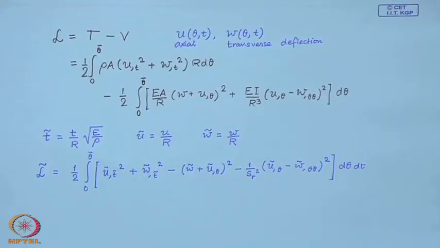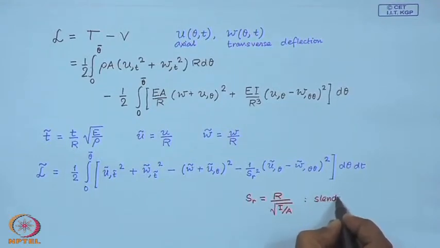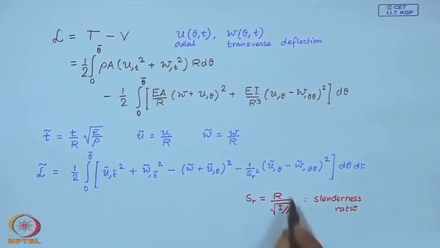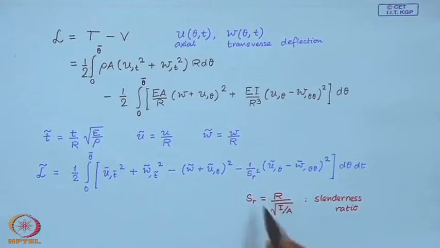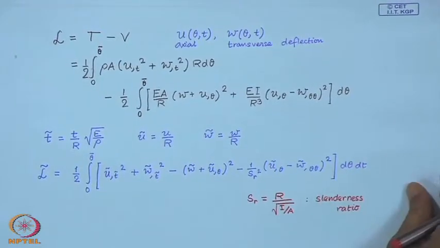So this is our Lagrangian here. SR we had defined as the slenderness ratio, which tells us how slender the beam is. So, the higher the value the more slender it is. It is the radius of curvature divided by the radius of gyration of the cross section about the neutral axis. Now with this Lagrangian we derived the equation of motion.